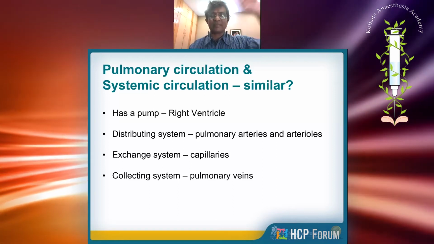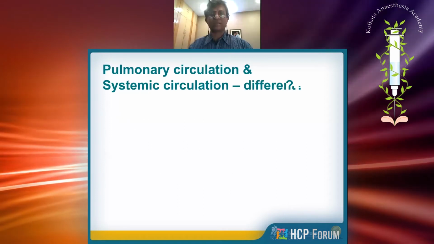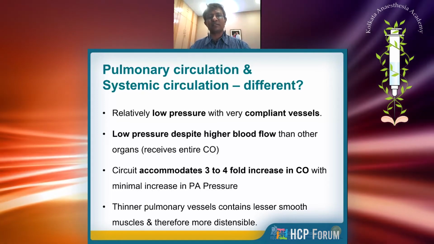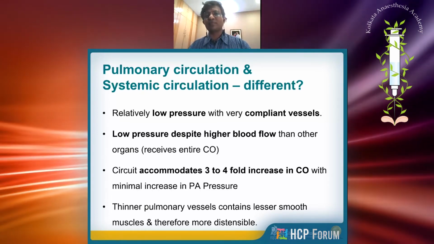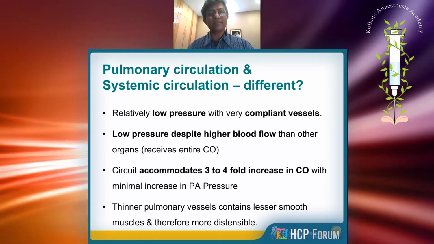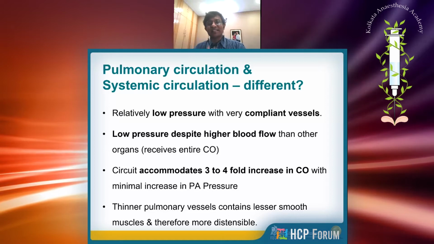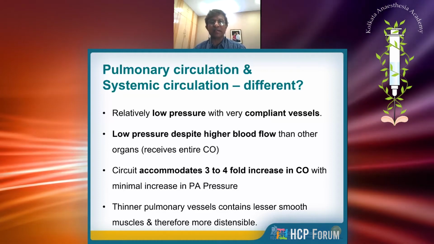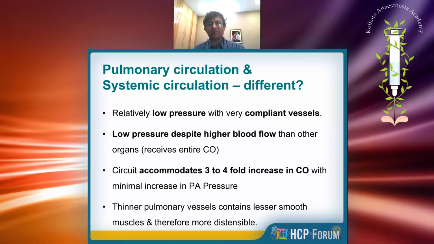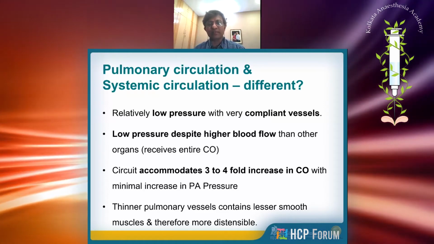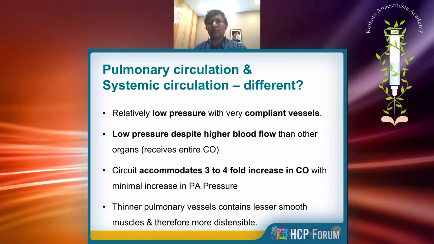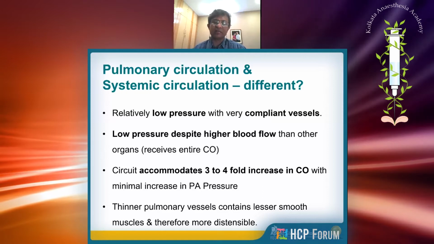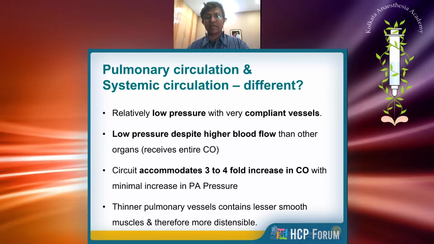This bit is nearly the same as you would expect in a systemic circulation, but there are differences from the systemic circulation. It is a relatively low pressure system with very compliant vessels, and the low pressure is despite a higher blood flow than the other organs. Remember, the entire pulmonary circuit receives the entire cardiac output, and this pulmonary circuit, this is where it is hugely different, has the ability to accommodate a 3 to 4 fold increase in cardiac output with minimal change in the pulmonary arterial pressure. Very, very important during exercise or during increased cardiac output.